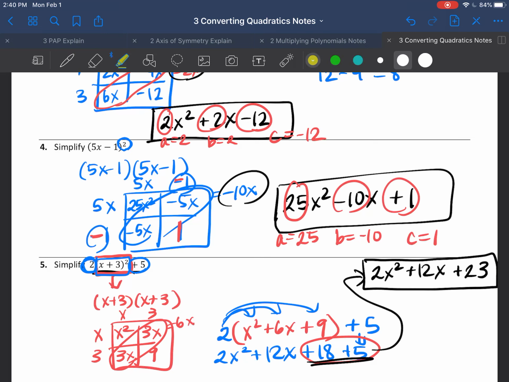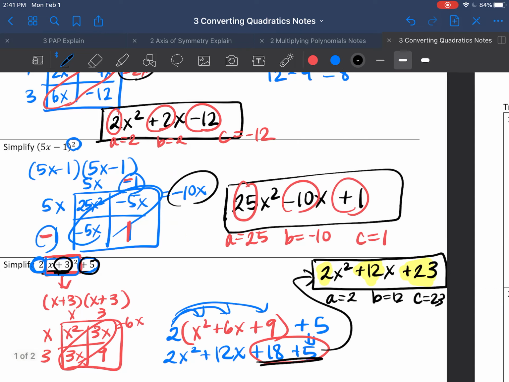And so on your test, I'm going to ask you to identify A, B, and C. Don't tell me it's 3 and 5. That's from your vertex form. Those are H and K. Well, H would be negative 3. But here, A is 2, B is 12, C is 23.